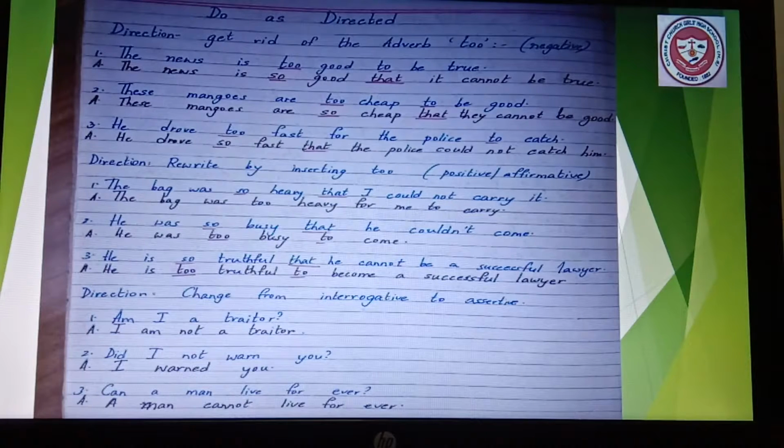Now, direction number three: change from interrogative to assertive. We all know what an interrogative sentence is: a sentence which asks a question.